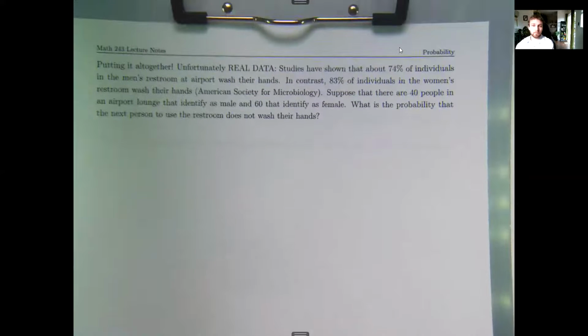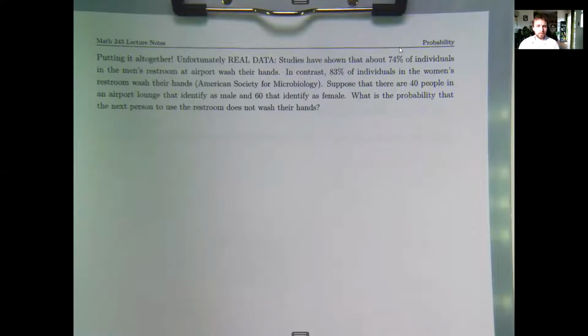So this is some real data here. Studies have shown that 74% of people in the men's restroom at an airport wash their hands. 84% of women, individuals in a women's restroom, wash their hands. Suppose that there are 40 individuals in an airport lounge that identify as male and 60 that identify as female. This is by the American Society for Microbiology. They're assuming a gender dichotomy here.